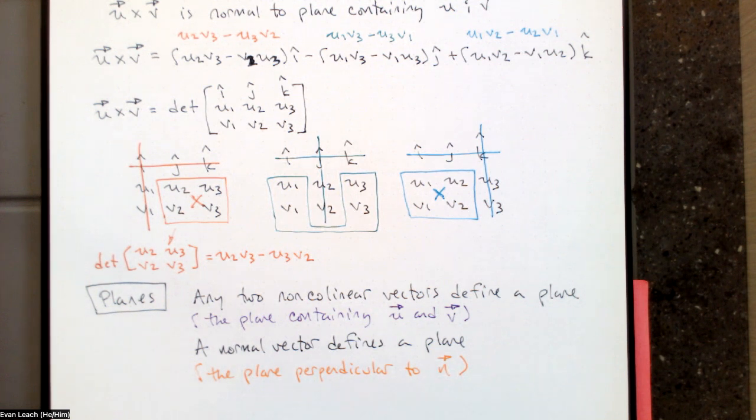We have 2 ways to define a plane. There are 3 dimensions running around in R3. We can either say the plane is these 2 dimensions, or we could say the plane is not this one.